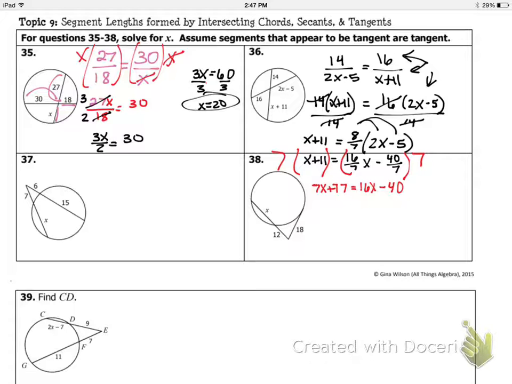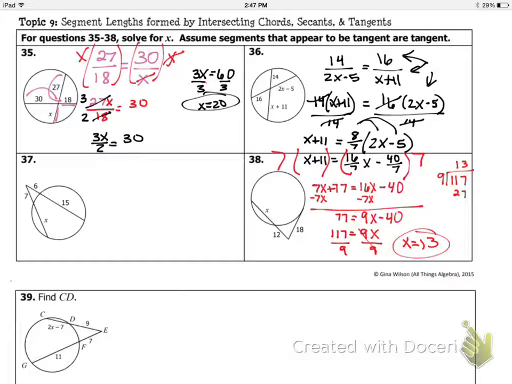And then I'm going to subtract my 7x. And I get 77 equals 9x minus 40. And then I'll add 40. 117 equals 9x. Alright, so I have to divide by 9. And I get x equals, I don't have my calculator with me, which is really ridiculous because I'm doing math right now. Let me just take a 9 out. I get 27 here. Okay, oh sweet. It comes out evenly. Yay. X equals 13. And I just wrote all over number 38, so whoops. Okay, so for this one, x equals 13. I'll come back through and get rid of this stuff.